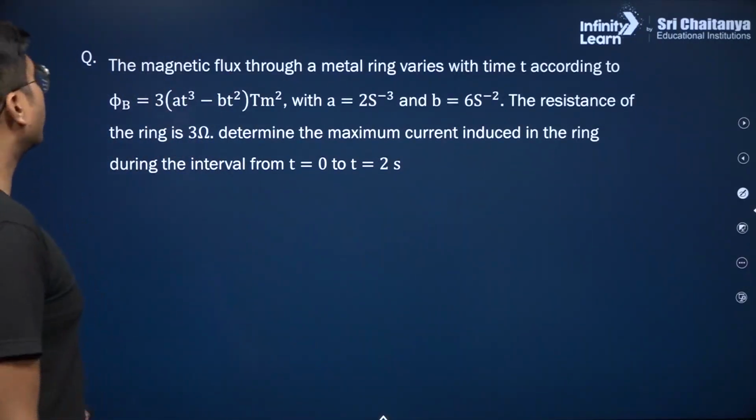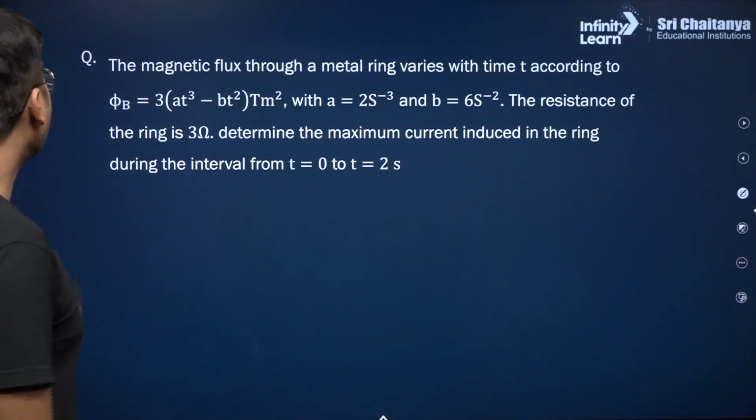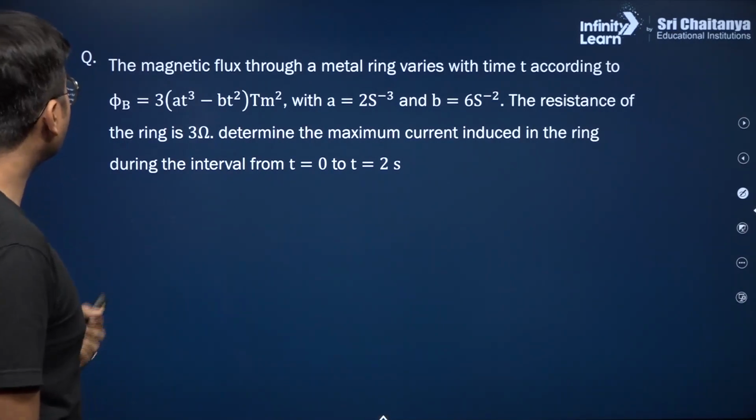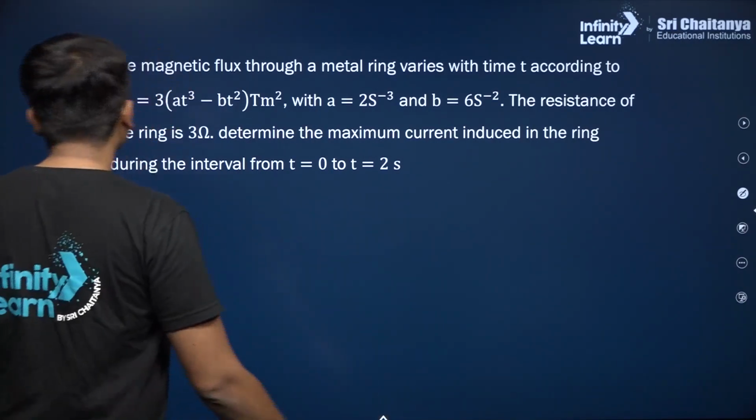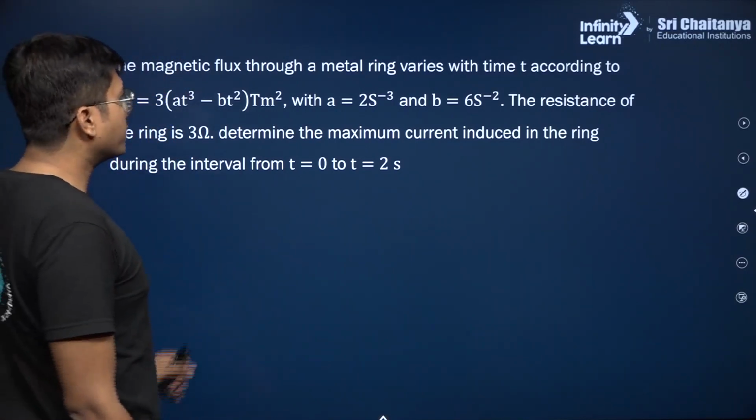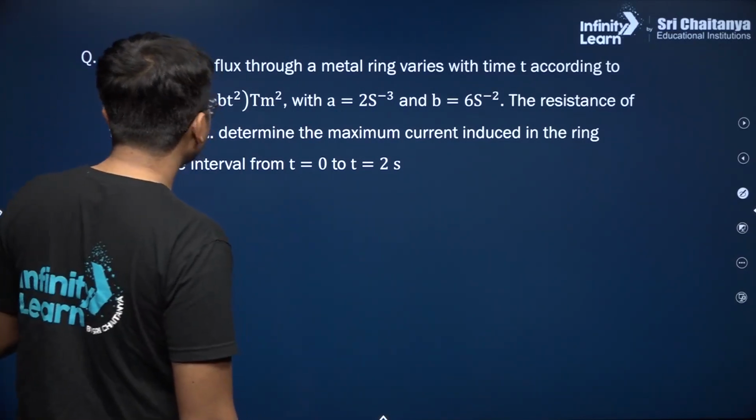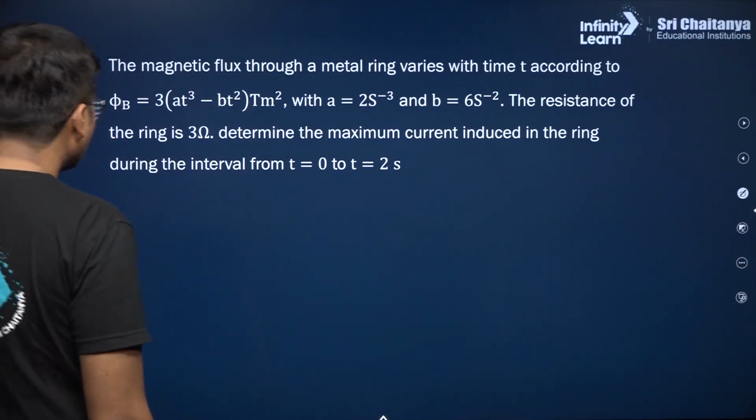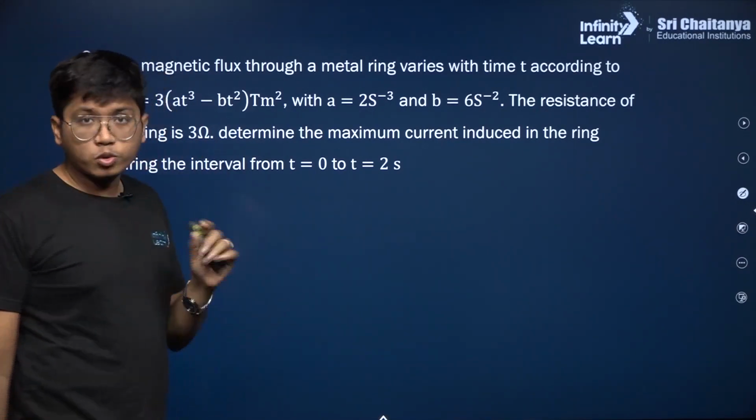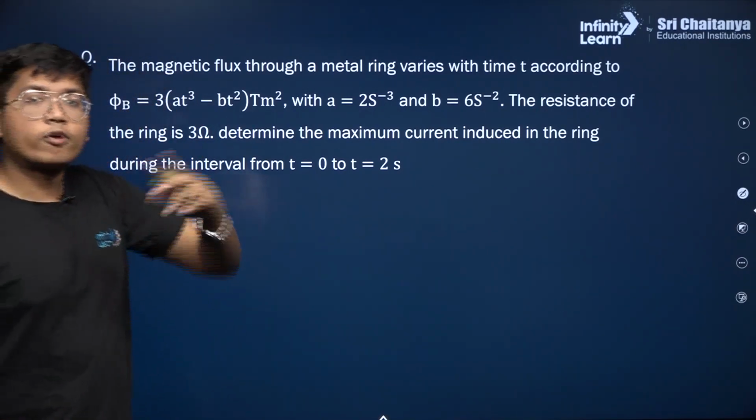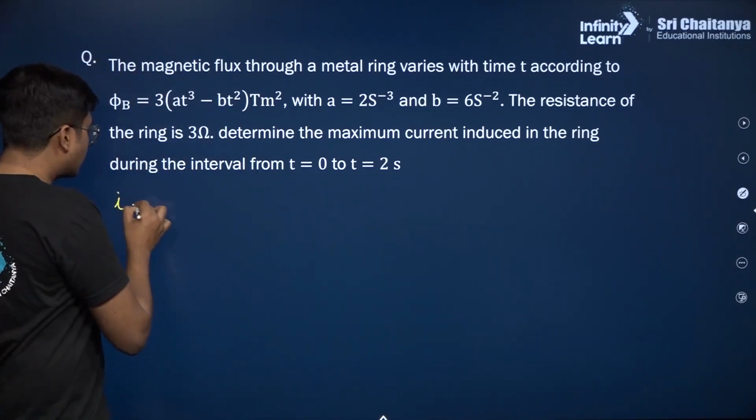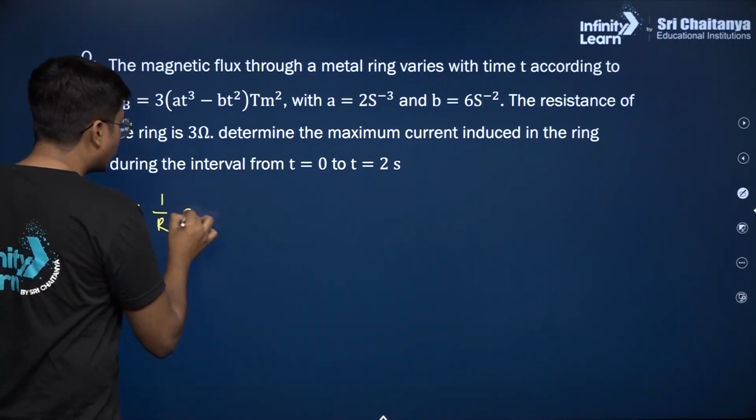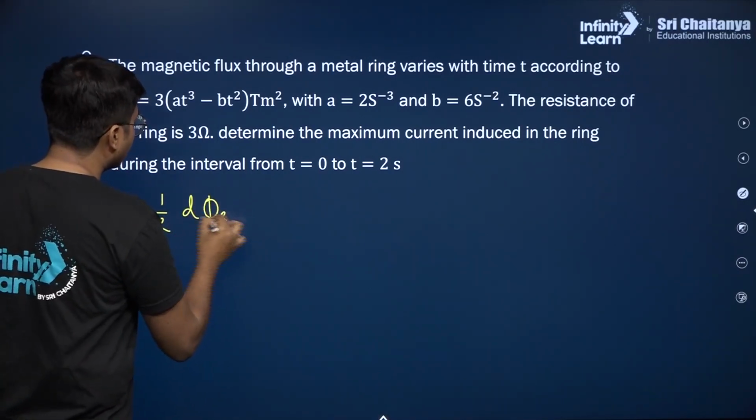Next question, magnetic flux through metal ring varies with time according to the relation phi b is equal to 380 cube minus bt square. A value is given, B value is given, resistance of the ring is also given. Determine the maximum current induced during t equal to 0 to t equal to 2 seconds. Now the current will come from electromagnetic induction, and we know the relation for current, I is equal to 1 by R into d phi b dt.